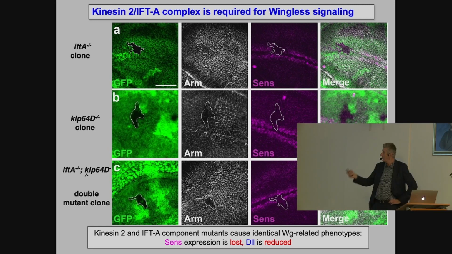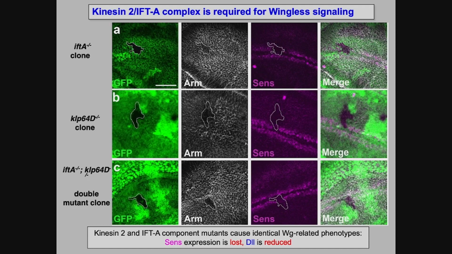What she did here, she looked in more detail. She made clones of an IFTA component, this is IFT140, and you lose Senseless again in the mutant cells that are marked here by absence of green. The kinesin shows the same phenotype. Kinesin 2, the Drosophila kinesin 2 homolog, has the same phenotype. If you make a double mutant clone, IFTA and kinesin, it looks the same again. And Distalless is reduced, so it behaves like the experiments we did in the screen, where you do a knockdown of these structures.